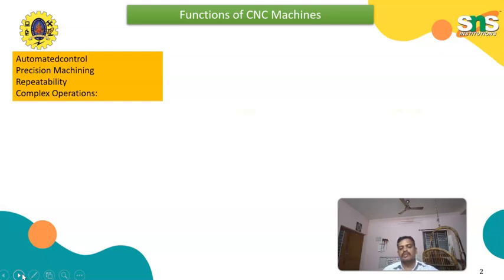Next is the functions of CNC machining. Positioning: move the tool or part to a specific location in the X, Y, Z directions. Tool control: select the appropriate tool. Tool holders are available at the back of the machine. Speed control units, coolant control units, and program execution.